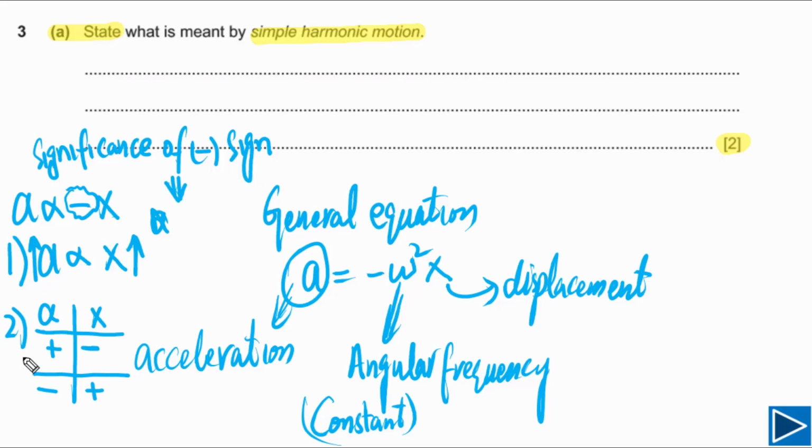Let's try to understand what this table is telling us. According to this table, when x is negative, a is positive, and when x is positive, a is negative. What exactly does it mean? It simply means that acceleration is in the opposite direction to displacement. Now we understand the general equation for simple harmonic motion, and the significance of the negative sign. Let's try to write down the answer for this question.